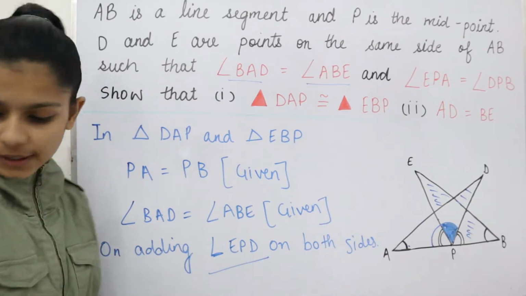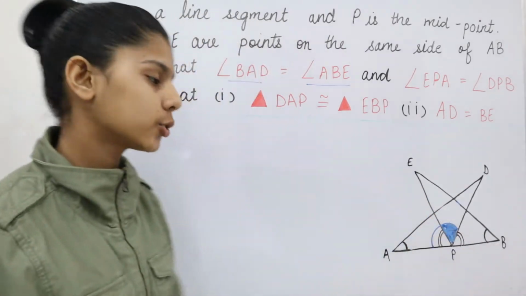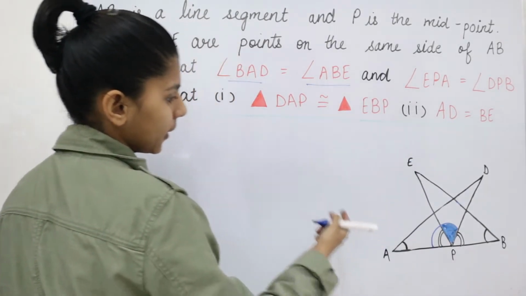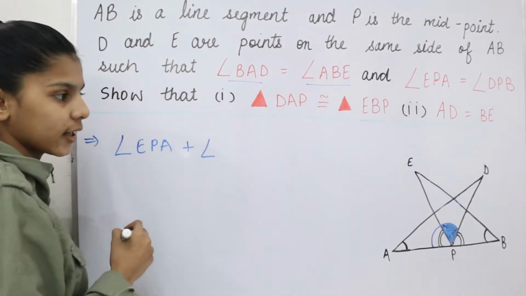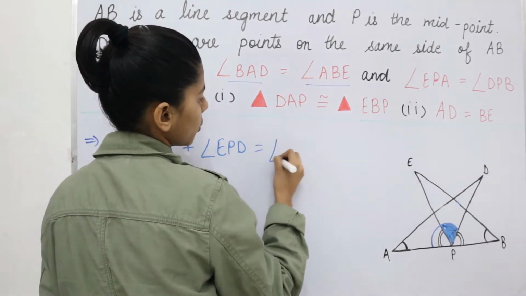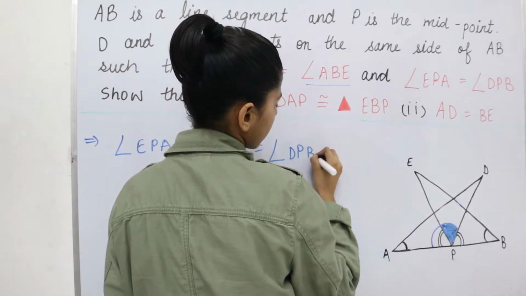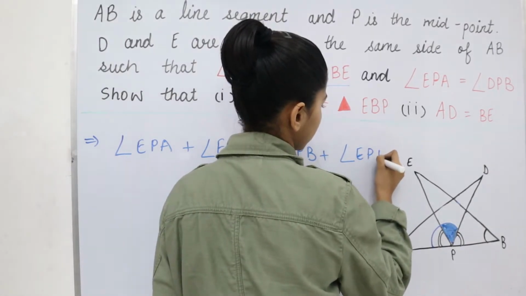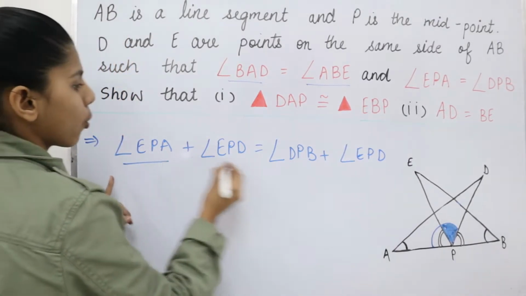So after adding, space has finished, so I am rubbing them all. So friends, we were adding this angle in both the triangles, so we will add them. So it will be angle EPA plus angle EPD, which angle we are adding? EPD, is equal to angle DPB plus angle EPD.